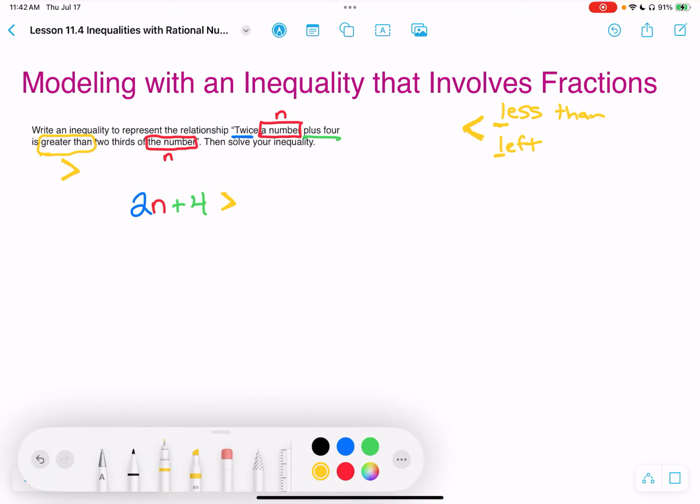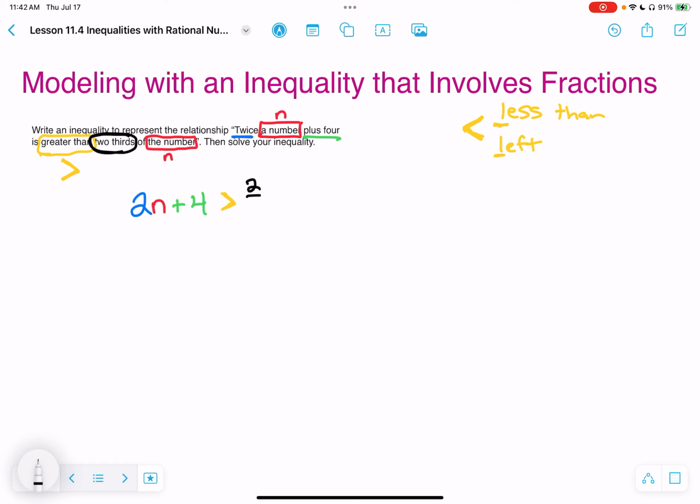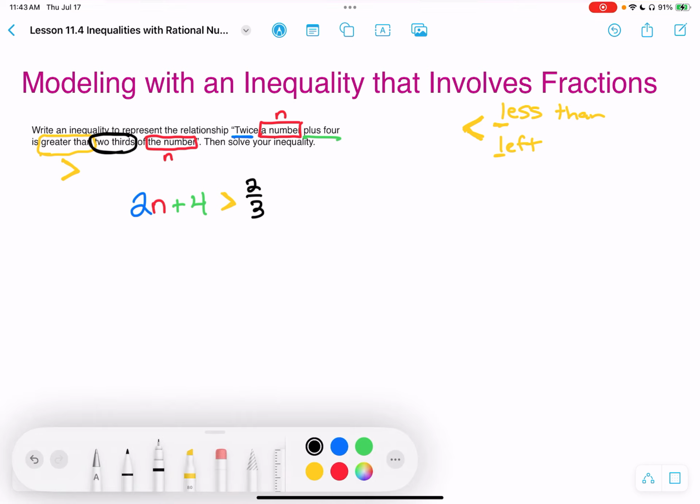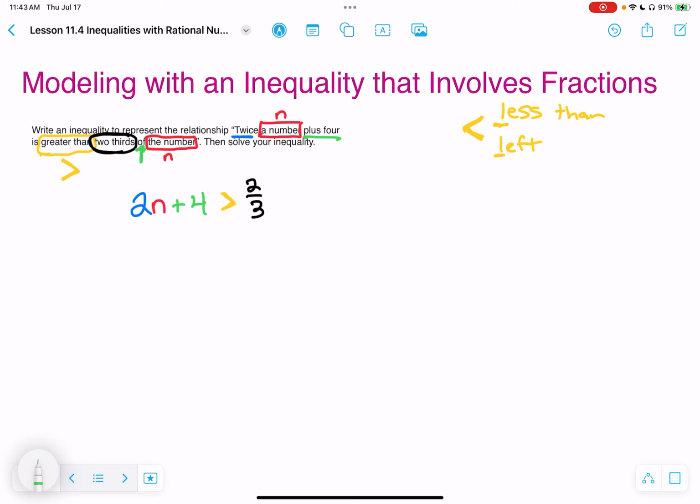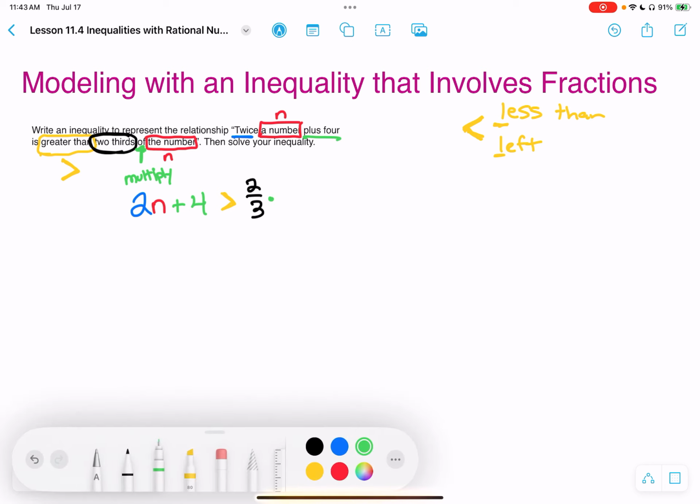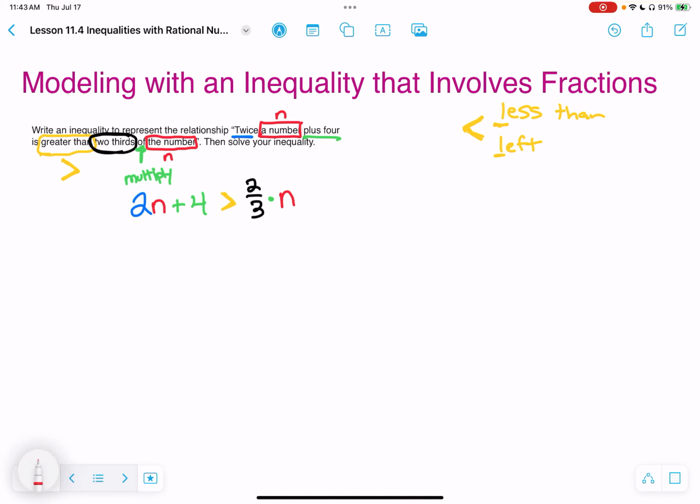And then we've got our fraction here, 2/3. So 2/3. And then the word of: in math, of means multiply. Anytime you see of, it means multiplication. So of the number. So that's what our inequality looks like. Twice a number plus 4 is greater than 2/3 of the number. So next time you need to say that to somebody, there you go.